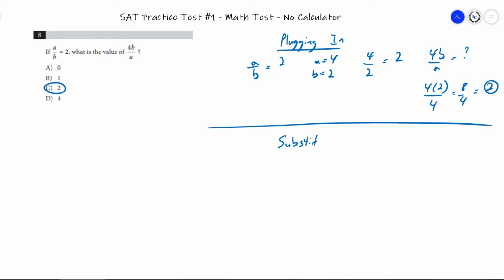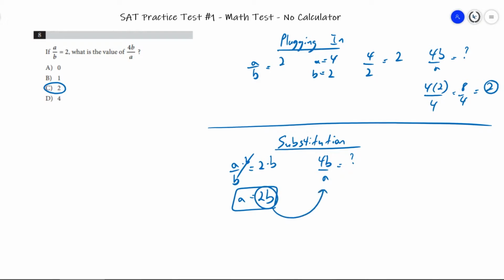This is probably the most reliable. Substitution. Substitution will always work. Now, you can tell that you can substitute here because you have two equations with two different variables. Now, if you ask yourself which one of these is easier to solve for, the a or the b, it would definitely be the a, just because you can multiply both sides by b, and just get a is 2b. Take the 2b and plug it in for this a now, and you just end up getting 4b over 2b. The b's cancel, and you get 2. Easy peasy.